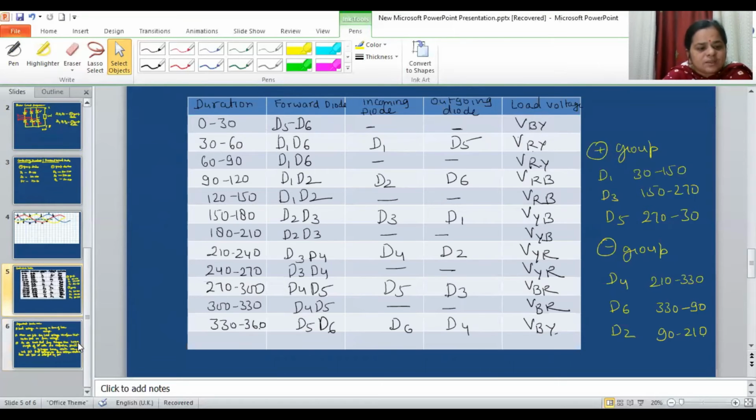And all this is coming because we have identified the forward biased diodes based on the phase voltages, and actually the load voltage is coming as per the line voltage. So due to the phase difference of 30 degrees between a line voltage and a phase voltage, the delay of 30 degrees comes when we plot the load voltage directly on the line voltage waveform.